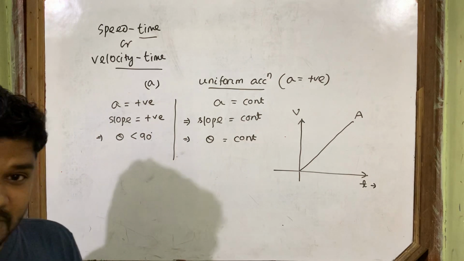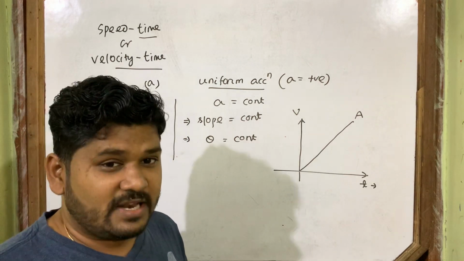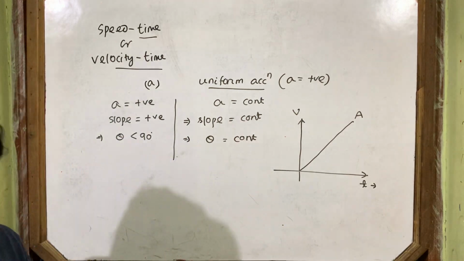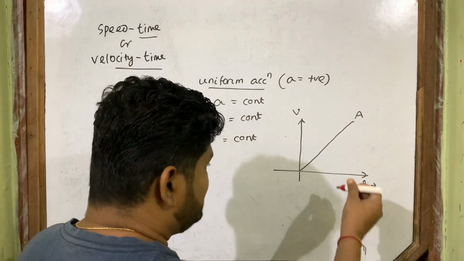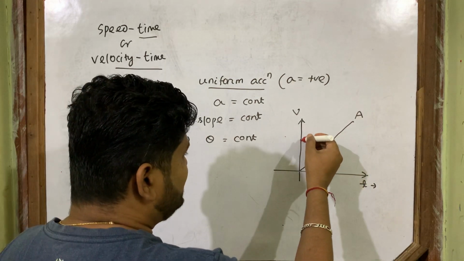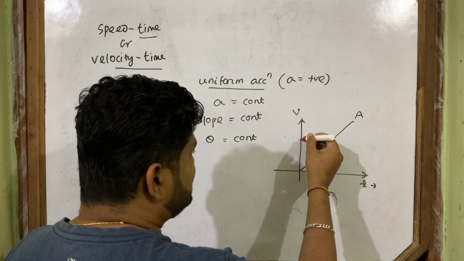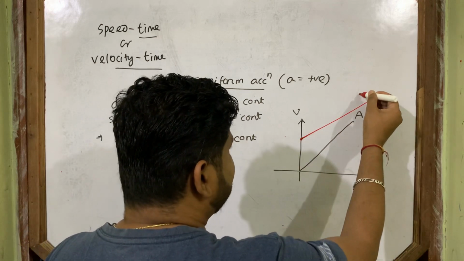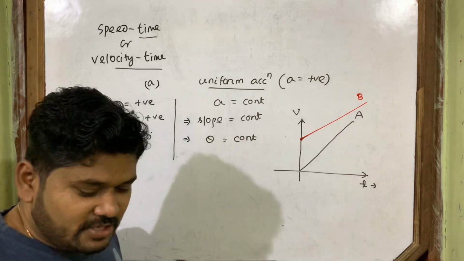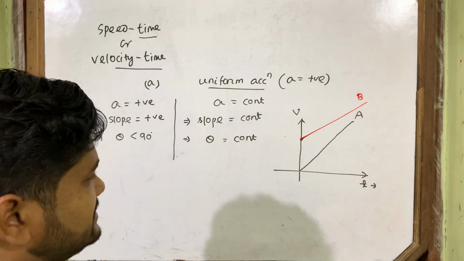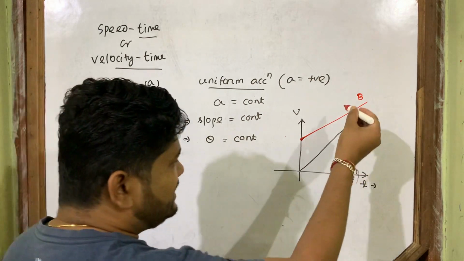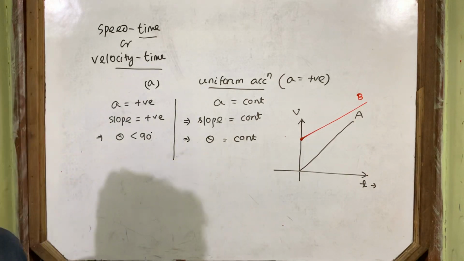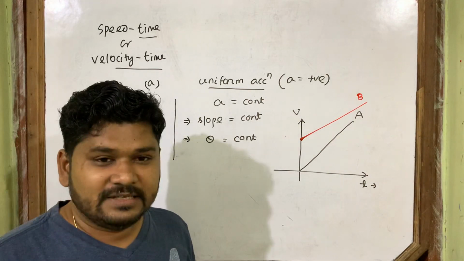Only one line. Can any other line possible here? Yes, other lines also possible. You see, also the graph can be like this. From this point, suppose the graph start, graph can be like this. This is B. Also the graph can be like this. What's the difference between A and B?